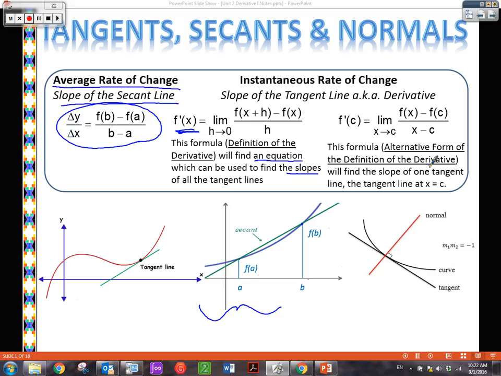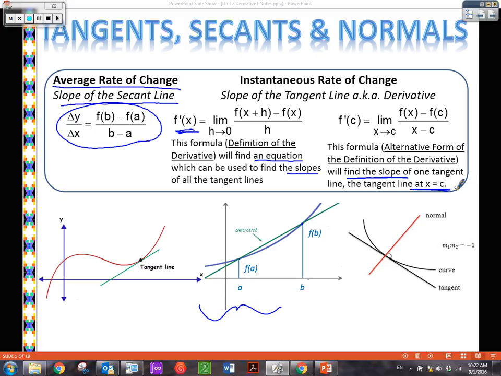So what do we use this one for? This one is actually just going to find the slope at one location, the slope of one tangent line at c. I mean, that's all it's going to do. It's like a single-use formula. You use it for one thing, and then you're done. You would have to use it again to get another value.